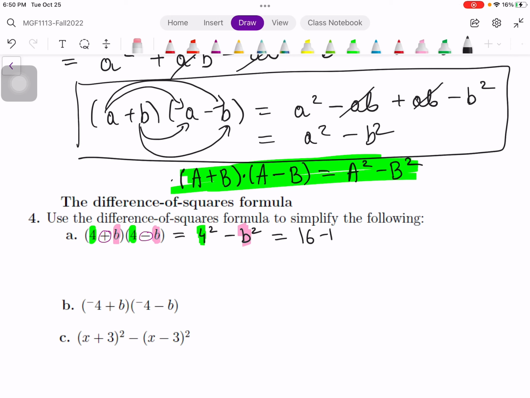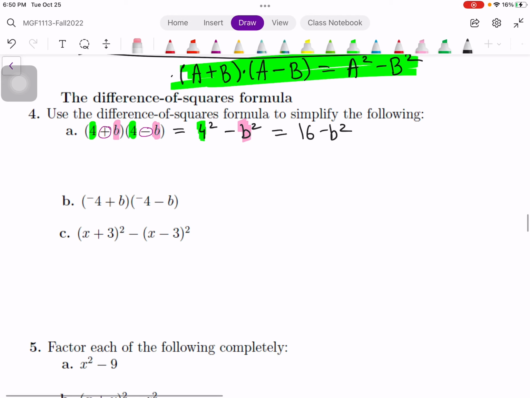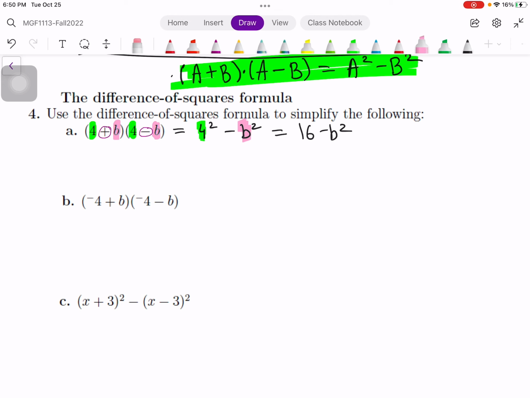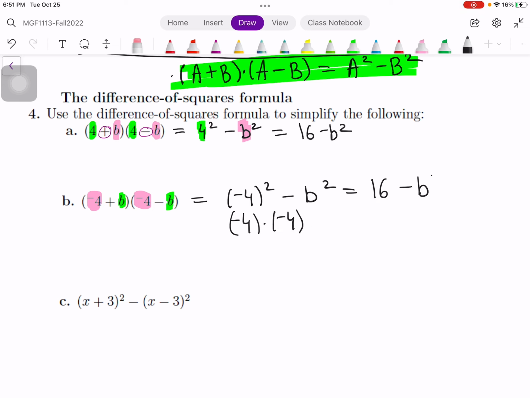So that's 16 minus b squared. Now let's look at this one. Okay, so what two numbers do I see? Negative 4, that's a, the other one, that's b, and they're separated by plus and the other time by minus. So I know this will become the difference of squares. So negative 4 will have to be squared and b will have to be squared and their difference. But negative 4 squared, negative 4 times negative 4 will be positive 16, right? We established the rule that if both numbers are negative, we're really just multiplying their absolute values.